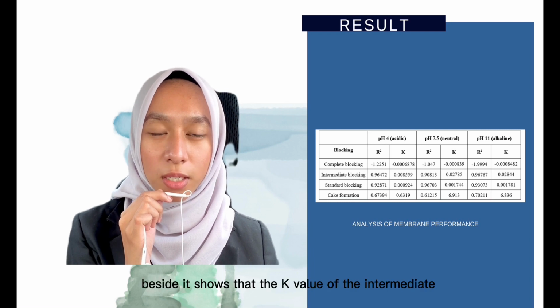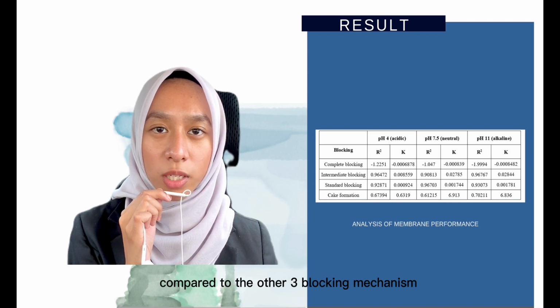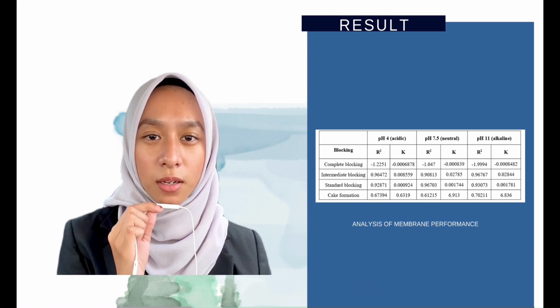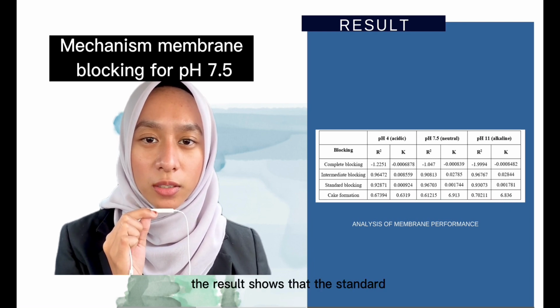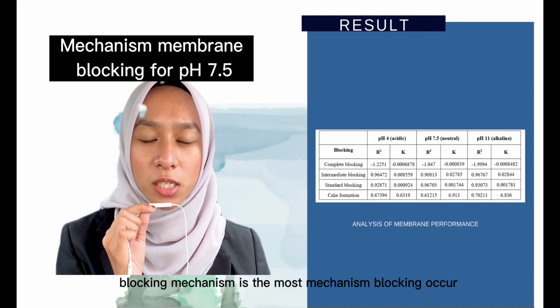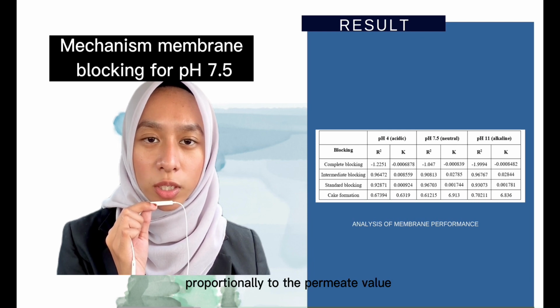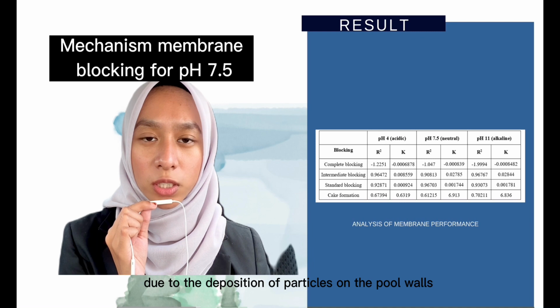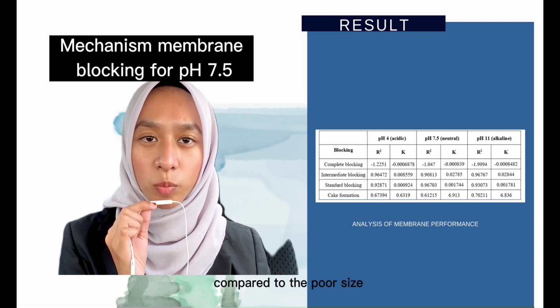Besides, it shows that the K value of the intermediate blocking mechanism is the second highest compared to the other three blocking mechanisms. As for pH 7.5, the result shows that the standard blocking mechanism is the most significant blocking that occurs. The assumption that can be considered is that the membrane pore volume decreases proportionally to the permeate volume due to the deposition of particles on the pore walls. It is because the particle size is considered small compared to the pore size.